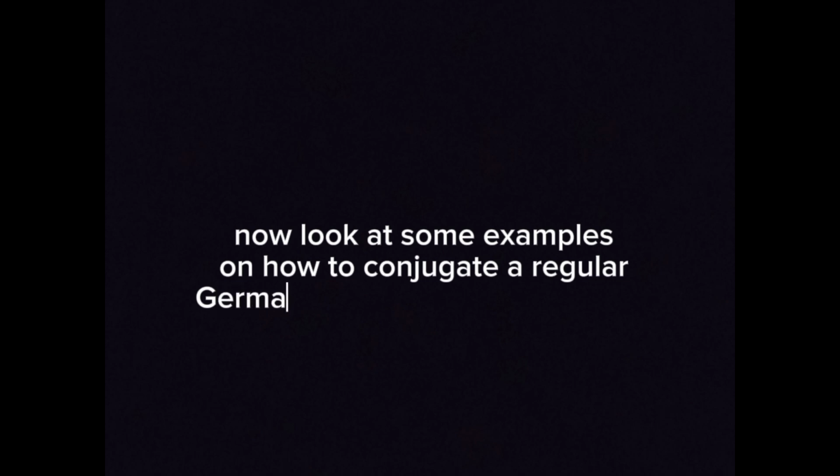Now let's look at some examples on how to conjugate a regular German verb in present tense. Ich koche. I cook or I am cooking. Du kochst. You cook or you are cooking. Here, the word du is a pronoun, which means you. Kochst means cook. Wir kochen means we cook or we are cooking.